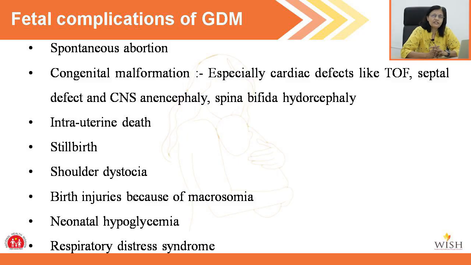Similarly, the fetal complications which are common in patients with GDM are spontaneous abortions, congenital malformations, intrauterine death, sepsis, stillbirth, shoulder dystocias, birth injuries, neonatal hypoglycemia and respiratory distress syndrome. These are the very common fetal complications which are responsible for fetal death. So, we have to prevent this, and this can be simply prevented by managing the plasma glucose of the pregnant female. Now, coming to the management approach in patients with GDM.